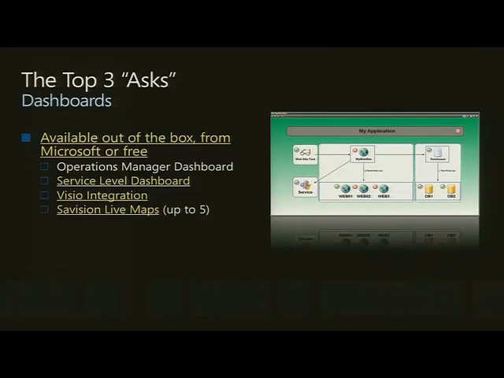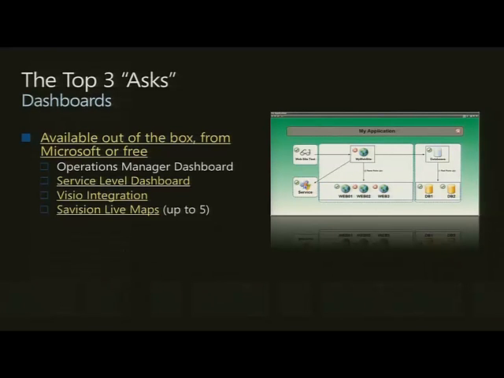Next one is Savision Live Maps. You're going to see some of this as we go through and take a look at some of the demo environments and the rest of it. They provide up to 5 maps for free, so it makes a great short number of maps to be able to do within an environment. And the one on the right, or on your left, sorry, your right, I can't do that, is an example of a distributed application which I've remapped into a live map.